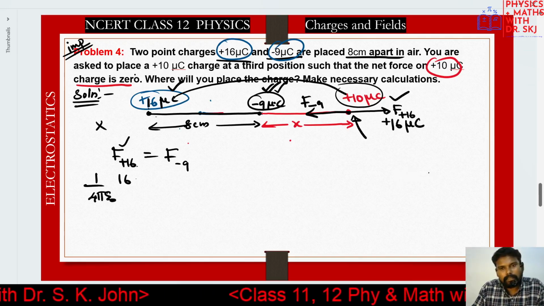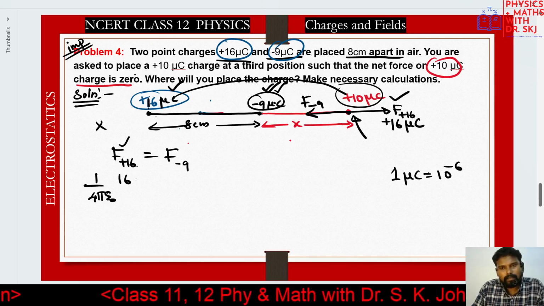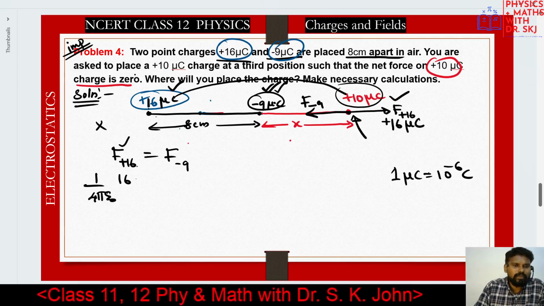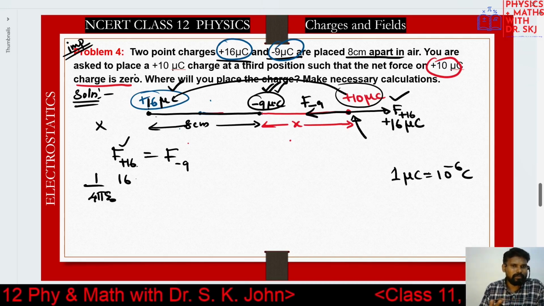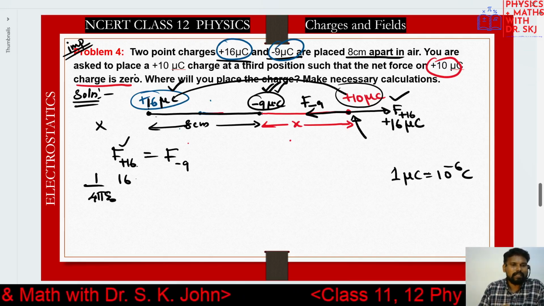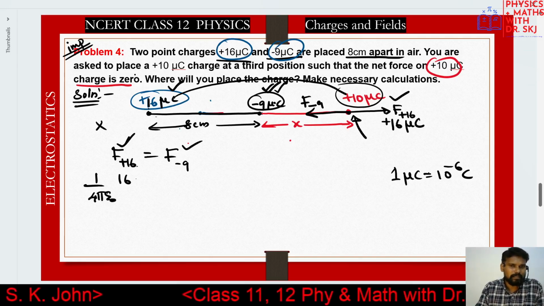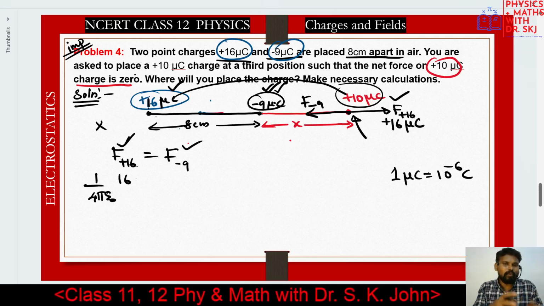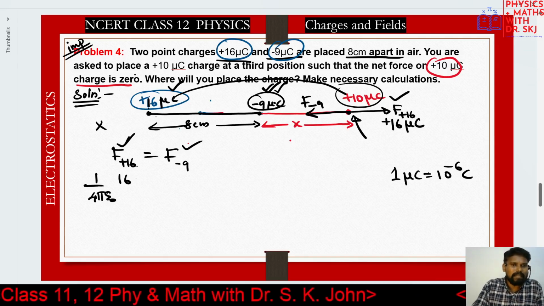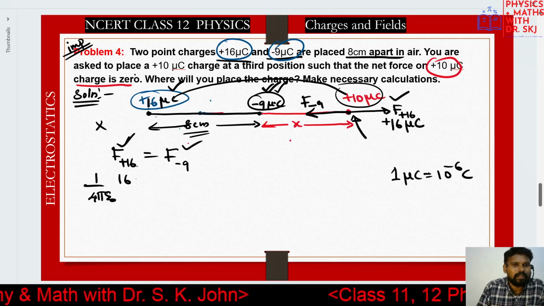1 microcoulomb means 10 raised to minus 6 coulomb, right? So you have to convert it into coulomb, but in this problem there is no need to convert, because there are forces on both sides. If you put the values in microcoulomb on both sides, they will cancel each other. Similarly, the distance can be put in centimeter itself. They will cancel each other. There is no need to convert.